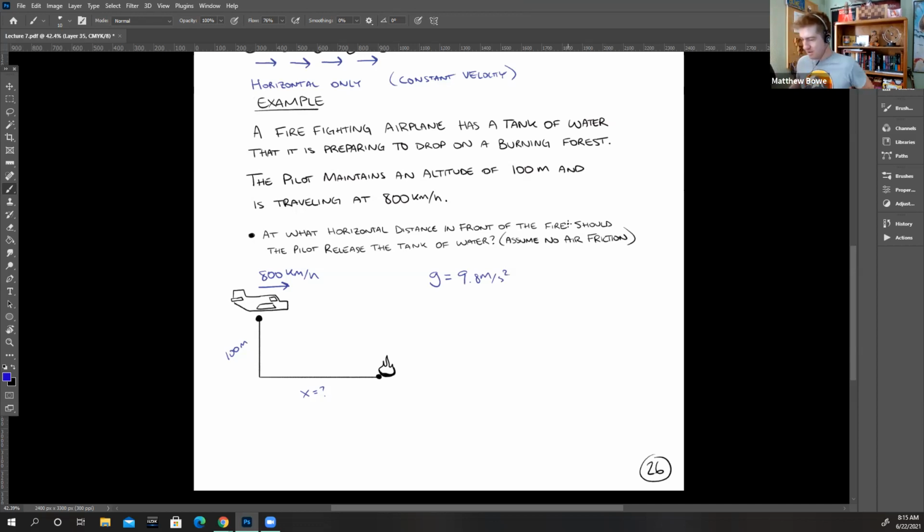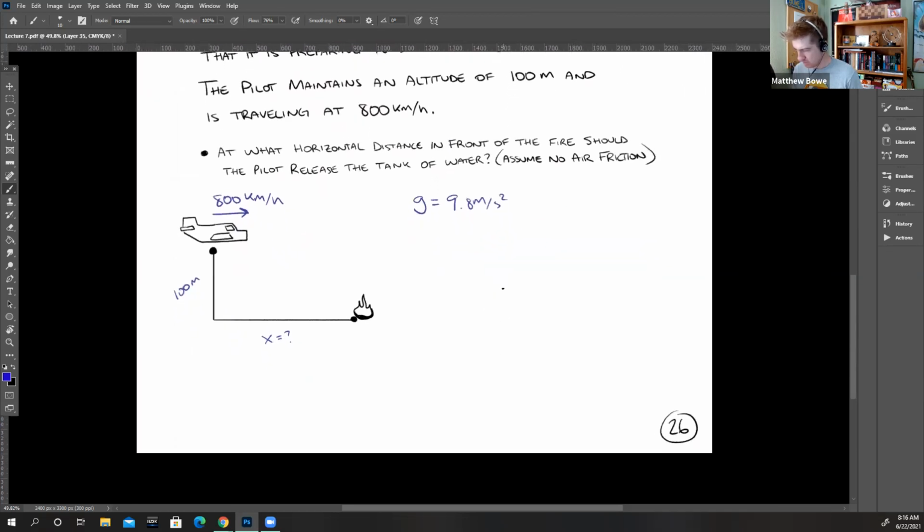Assuming we're on Earth, we can use this value for g. Now let's go over how we're going to approach this problem. First off, I noticed that the units are different. So this one over here is a unit of meters. This unit right here is kilometers per hour. And this one right here, the units involved are meters per second squared.